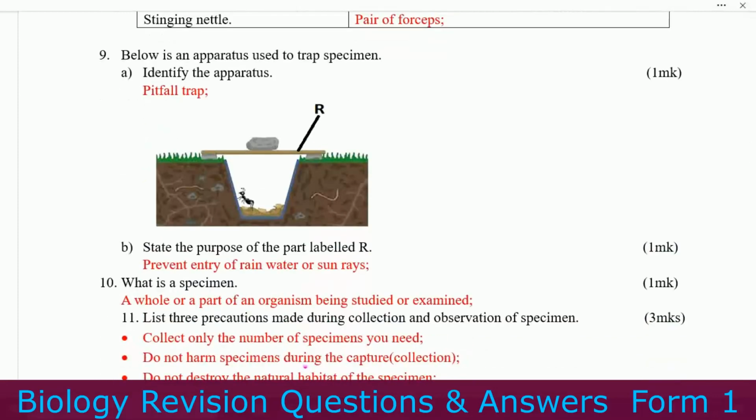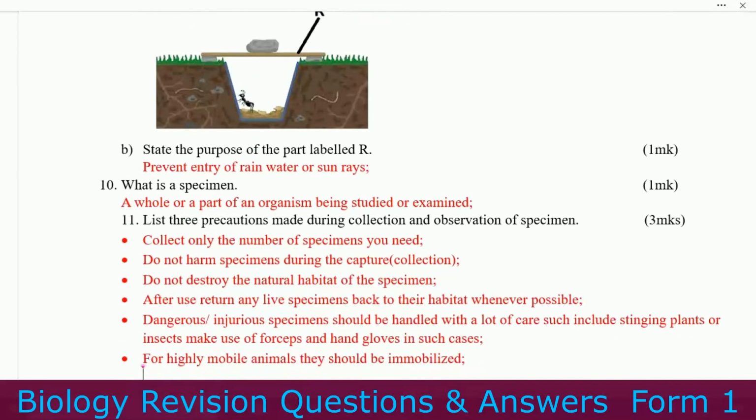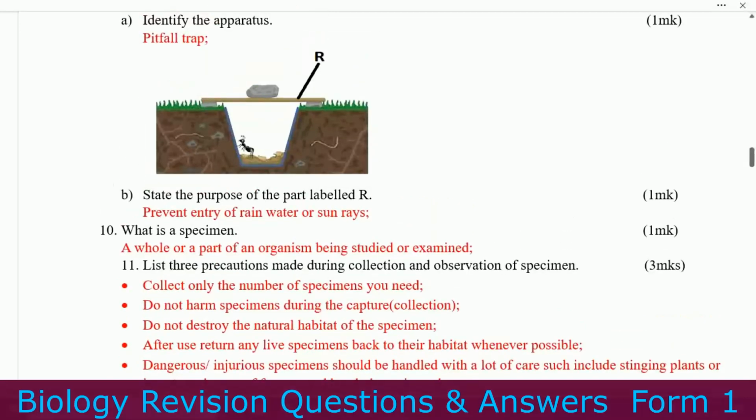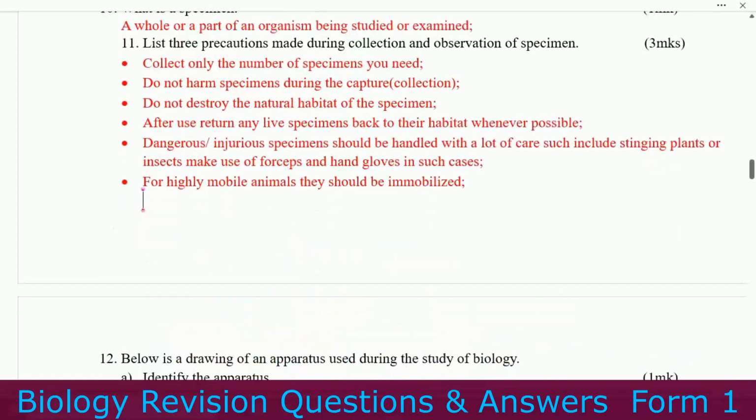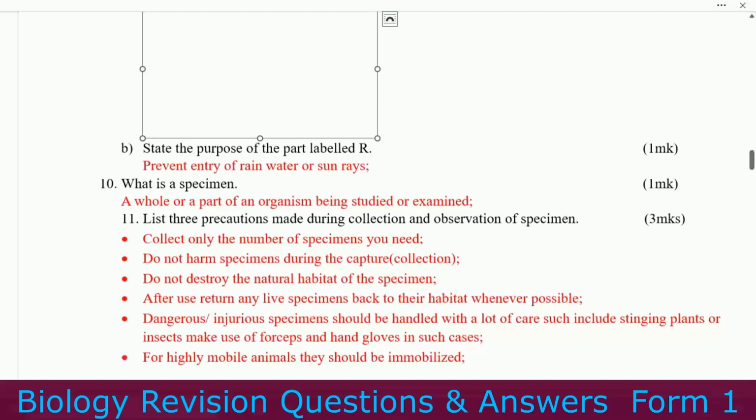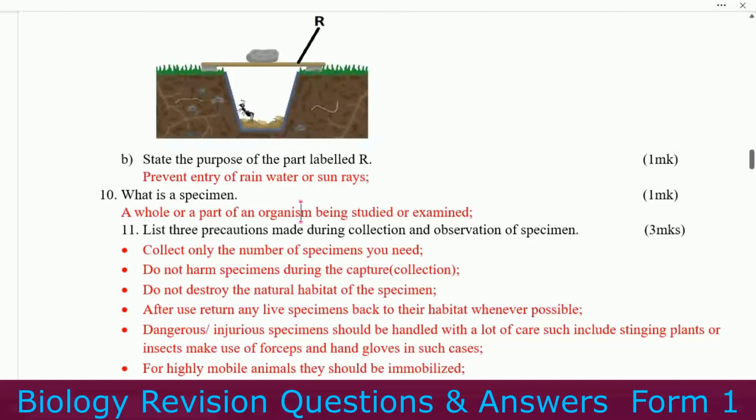Number 9. Below is an apparatus used to trap specimens. Identify the apparatus. This one is a pitfall trap. You can see an organism has been caught. You're told next, state the purpose of the part labeled R. You can see the part labeled R very clearly. To prevent entry of rainwater or sun rays.